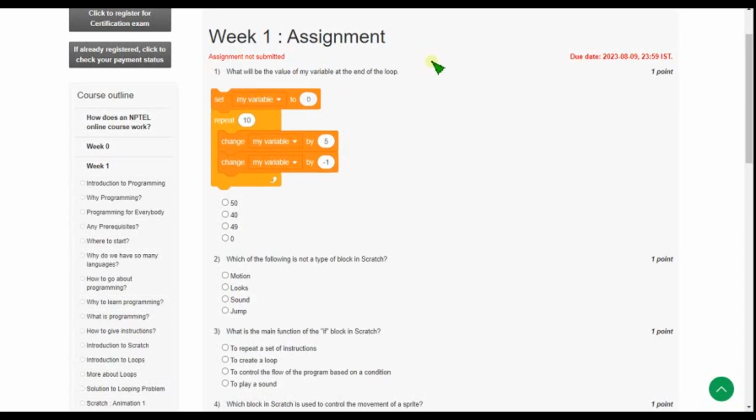So for first question, the answer could be 40, guys. That is second option, 40.